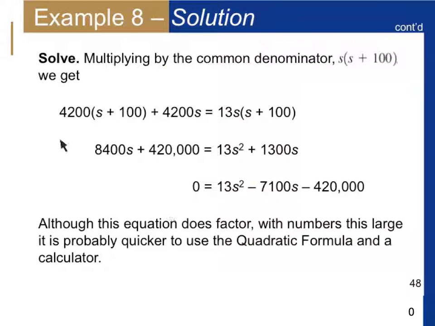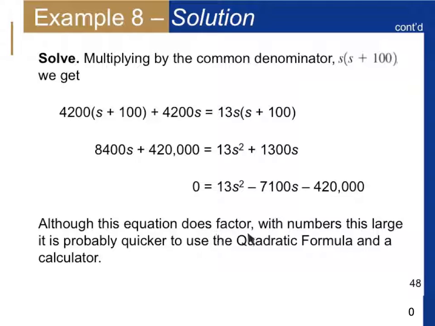When we multiply both sides by S times S plus 100, we get 4200 times S plus 100 plus 4200S equals 13S times S plus 100. So our denominators canceled. Distribute the 4200 on the S and the 100, and then we had another 4200S, so we combine those as well. This gives us 13S squared plus 1300S, because we're taking 13S times S plus 100. And we have a quadratic, because we have an S squared. So we move everything over to one side, get 0 on one side, and we're left with 13S squared minus 7100S minus 420,000.